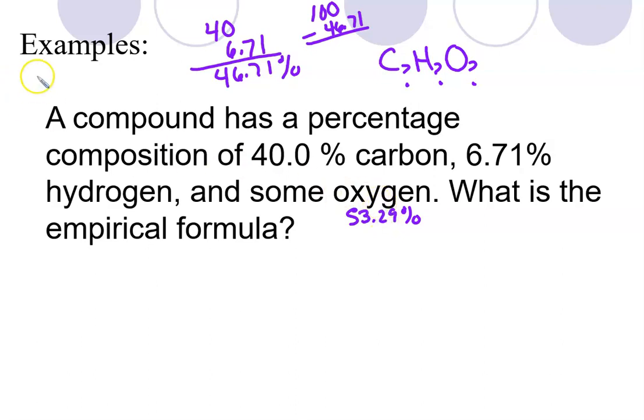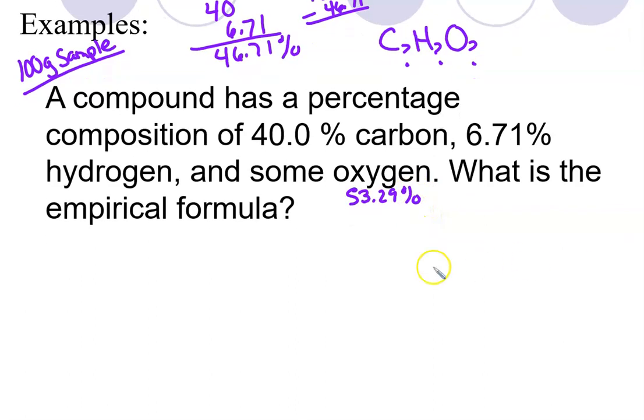But if I said we had a 100-gram sample, and anytime you have percentages, you can say, well, if we had a 100-gram sample, because we're just looking at ratios, how many grams of it would be carbon? Well, 40 grams of it would be carbon. How many grams of it would be hydrogen? Well, 6.71 grams of it would be hydrogen. How many grams of oxygen? 53.29 grams of it would be oxygen. So if you see percents, you could just treat them out of a 100-gram sample.